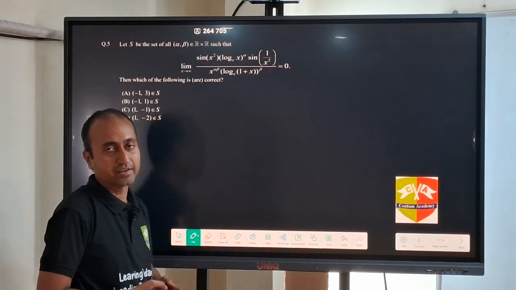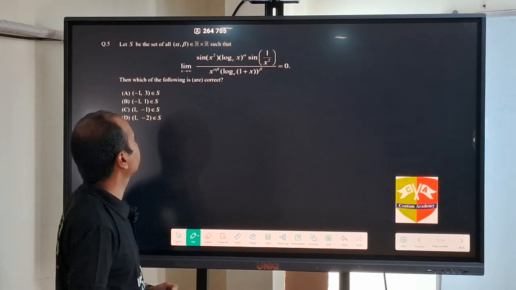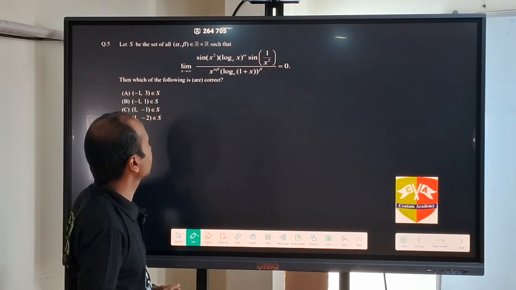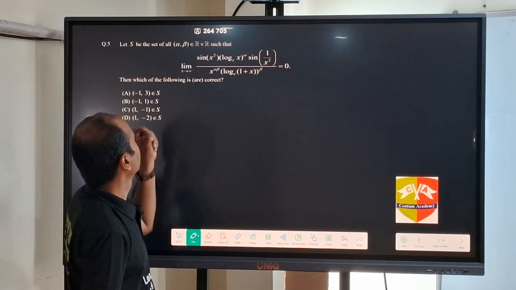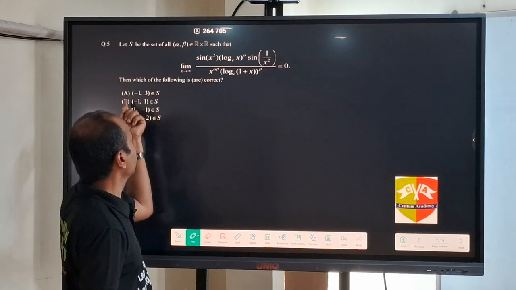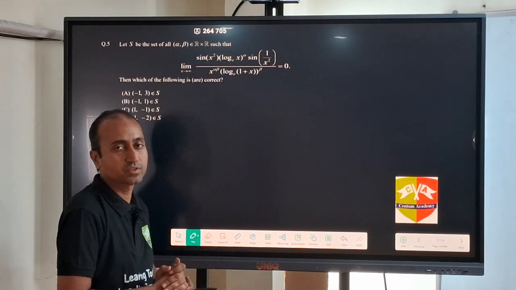This was a slightly moderate question. Alright, next is, let S be the set of all alpha, beta belonging to the set of real numbers such that this limit equals 0. Then you have to see which of the following options are correct. That is, which pair alpha comma beta belongs to that set S for which this limit becomes 0.